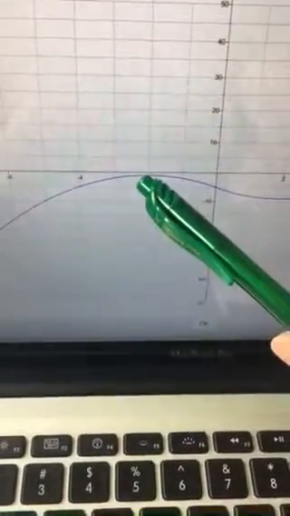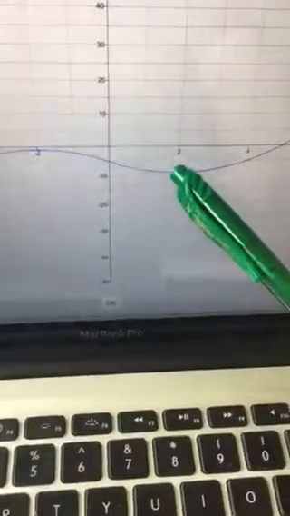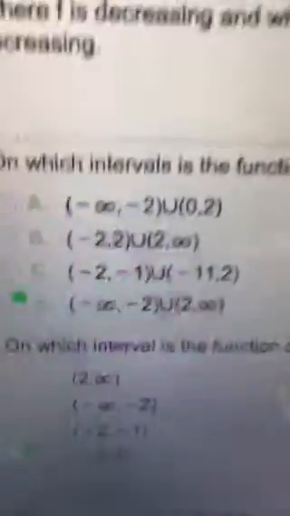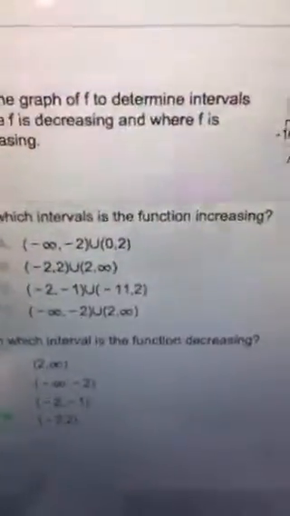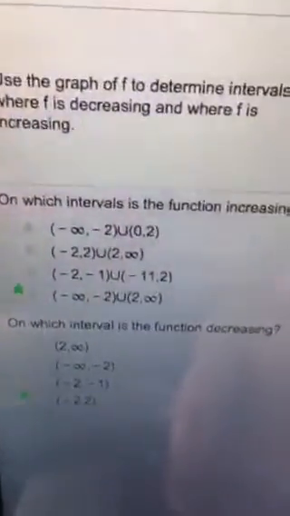Notice direction. If you follow this line, you're going up to negative 2. Then notice you decrease and go from negative 2 to positive 2. And then we increase again. We go from negative 2 to positive infinity. So when we go to select our answers, where the interval is increasing, notice it went from negative infinity right here up to negative 2. And that's what's happening in this one.